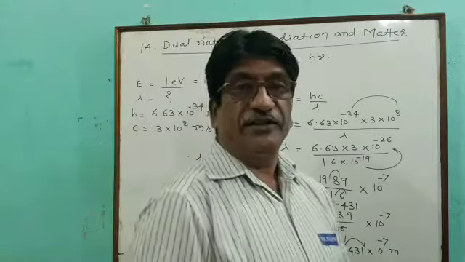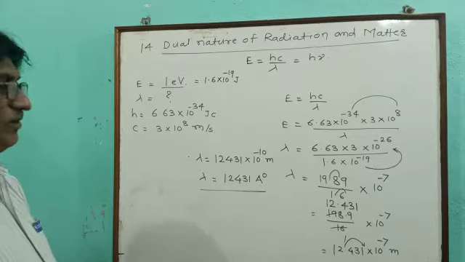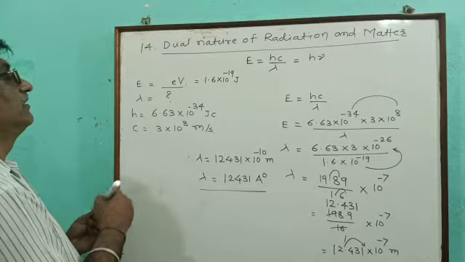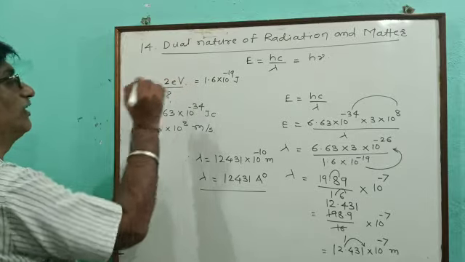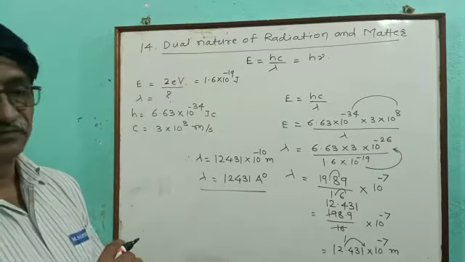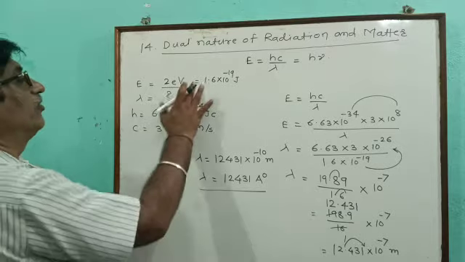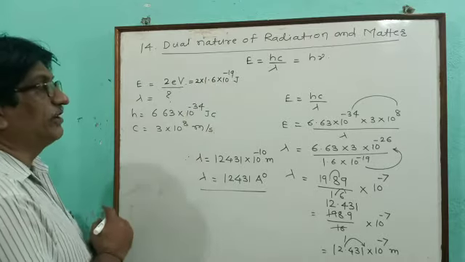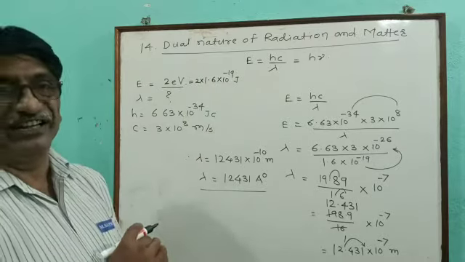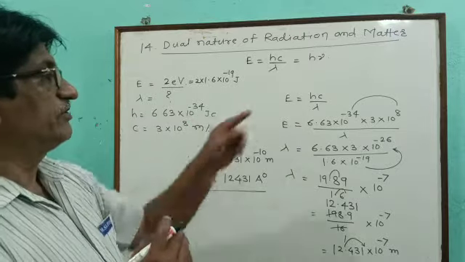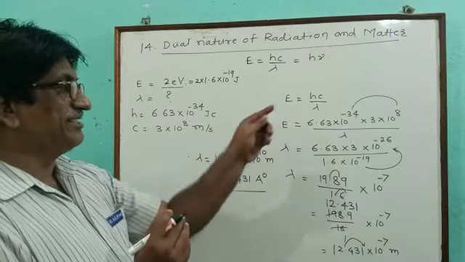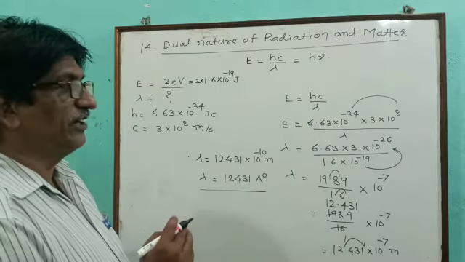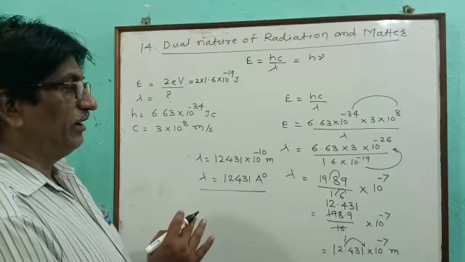That is when energy is given as 1 electron volt. But here when energy is given as 2 electron volt, what will be its wavelength? So for 2 electron volt we can see that 2 multiplied by 1.6 × 10^-19 joule. If we substitute the values of h and c, E equal to 6.63 × 10^-34 into 3 × 10^8 upon λ.